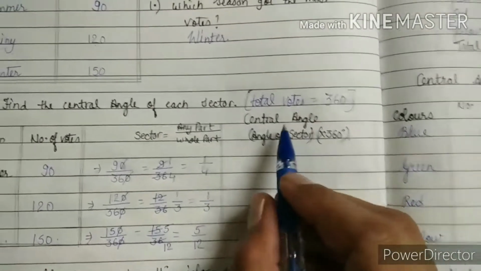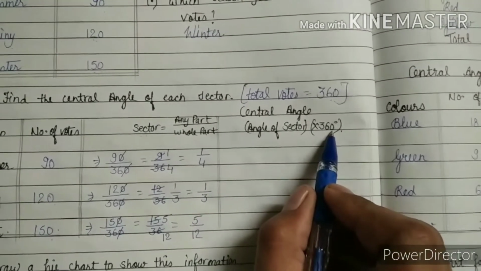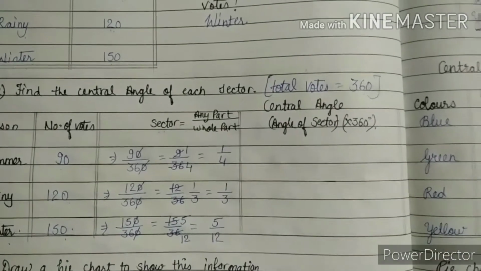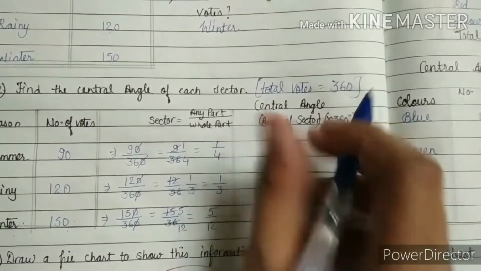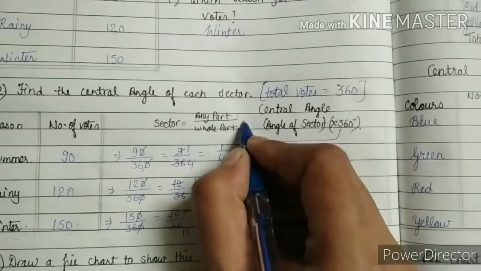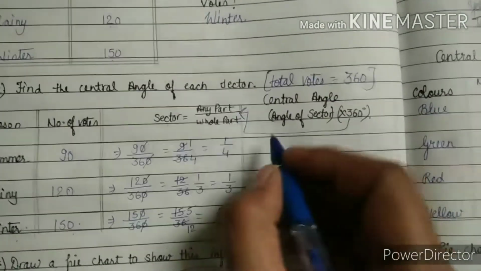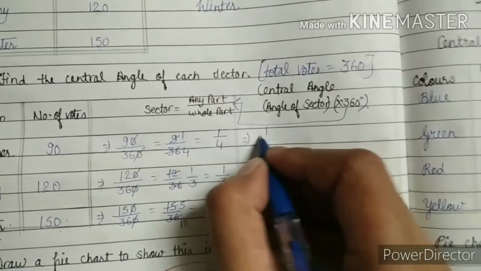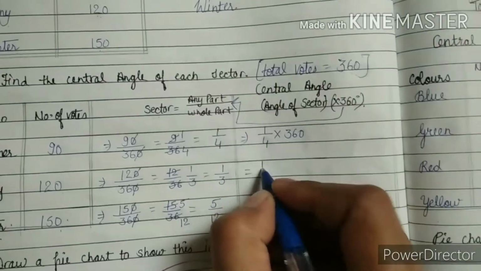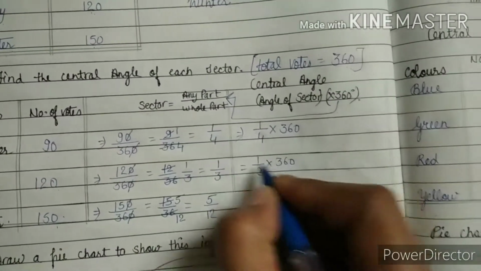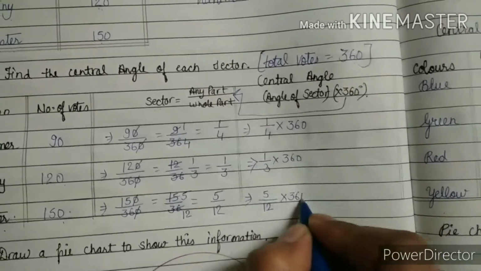Now the central angle is calculated by angle of sector multiply by 360. Central angle is also known as angle of sector, and angle of sector is taken when we multiply 360 into this section. So this section will give firstly 1 by 4. So 1 by 4 multiply by 360. Here 1 by 3 multiply by 360, and here 5 by 12 multiply by 360.